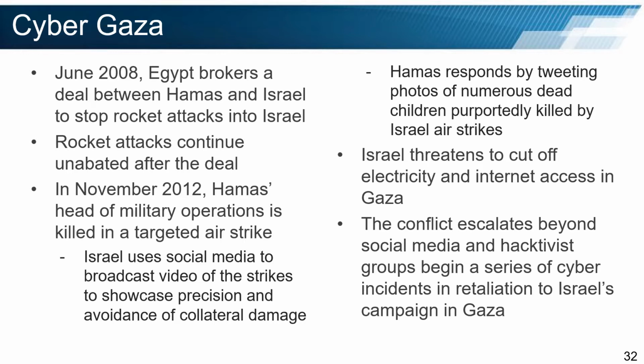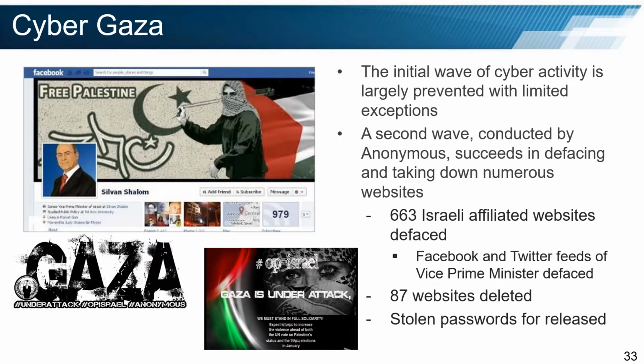The conflict escalated beyond social media, and hacktivist groups began a series of cyber incidents in retaliation to Israel's campaign in the Gaza. The initial wave of cyber activity was largely prevented by Israeli government and private sector cybersecurity personnel, with the exception of intrusions into the Israeli-Philippine embassy website and the systems of an Israeli private defense contractor. A second wave, launched by the group Anonymous, succeeded in defacement and shutdown of various networks, including Bank of Jerusalem.